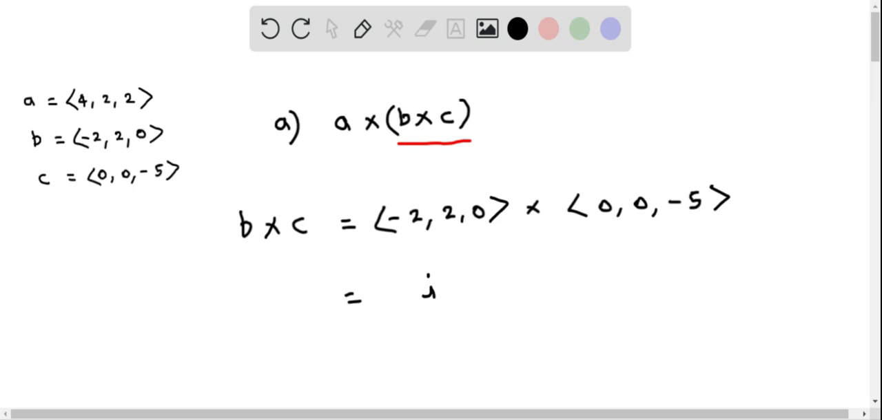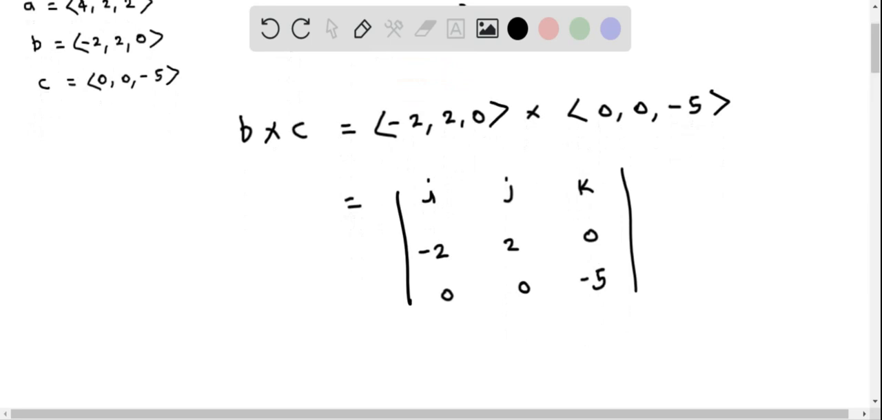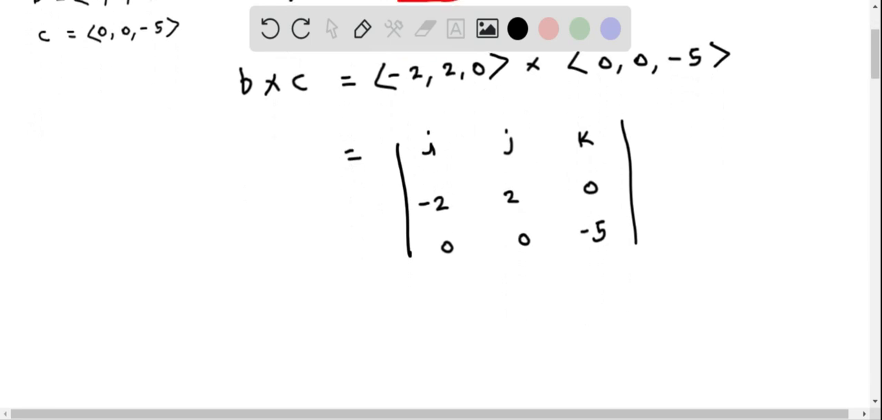So I put the components i, j, and k, and then put the b vector first. So it should be written like this: negative 2, 2, and 0. And then I put the c vector in the third row, that is 0, 0, negative 5. So we have to evaluate this determinant. The result of this determinant will be the cross product B cross C.